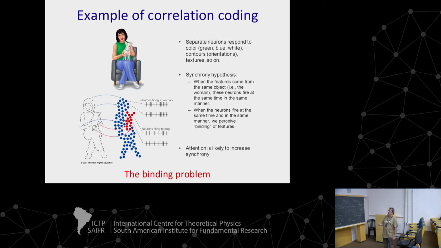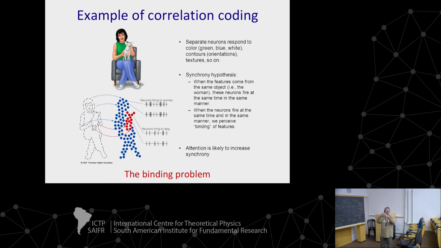That's the binding problem. When you watch a complex image like this, a woman and a dog, you see the woman is wearing a green shirt, blue pants, the dog is white. How can you say that the green is the color of the shirt that the woman is wearing, the white is the color of the dog, and not vice versa?